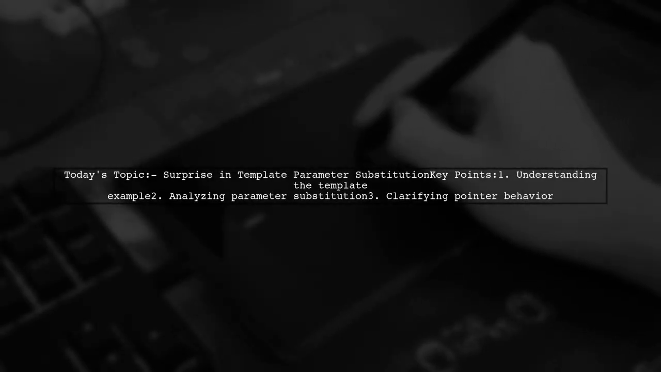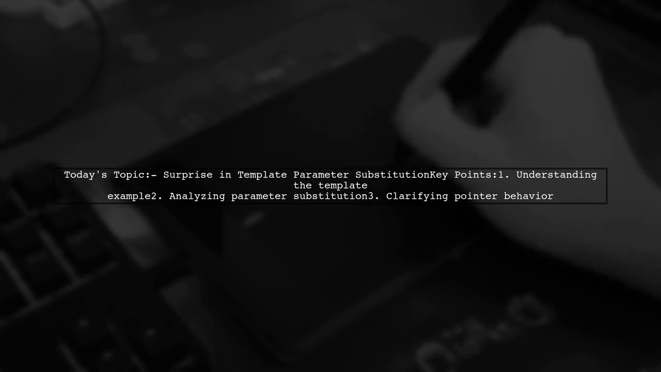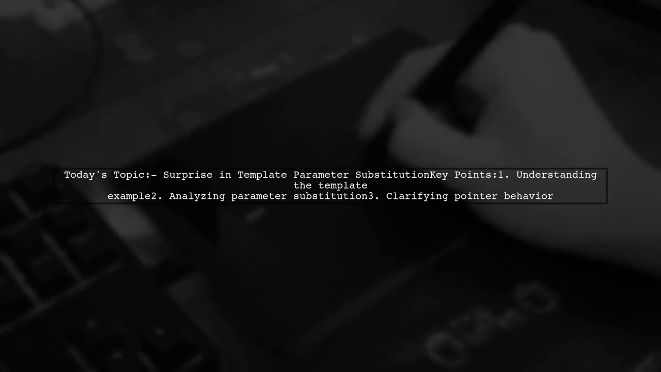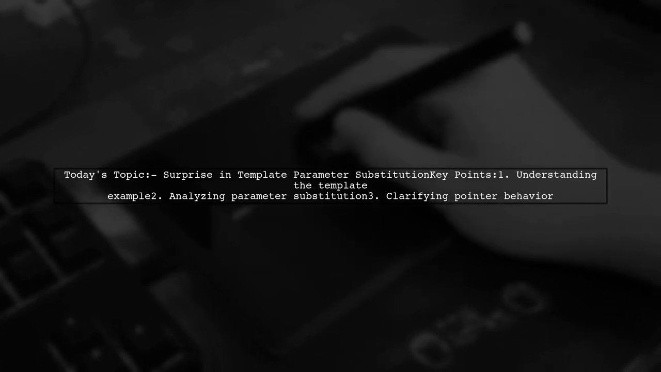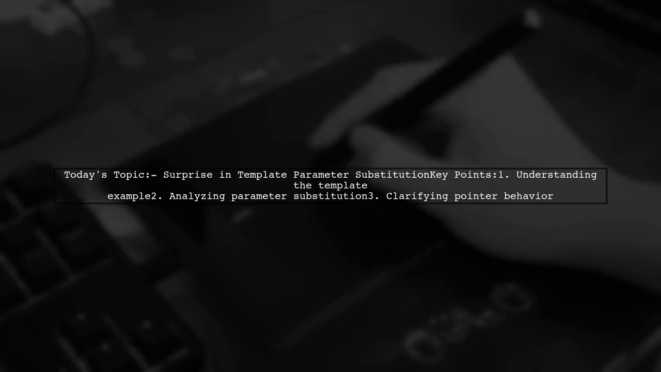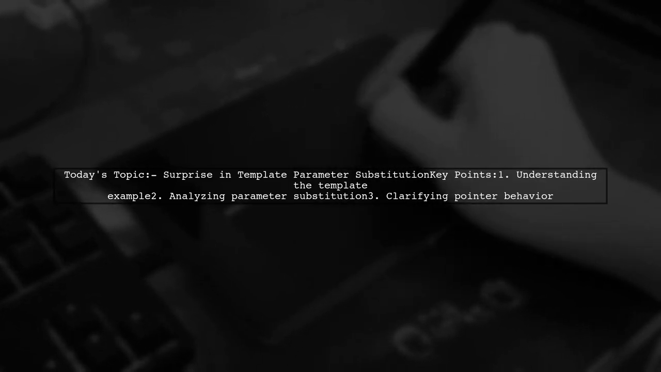Welcome to our deep dive into C++ templates. Today, we're exploring a fascinating question that challenges our understanding of template parameter substitution. Our viewer asks, why does the function type appear as h(int, const int*) instead of h(const int, const int*) when using the template with const int? Let's unravel this mystery together.